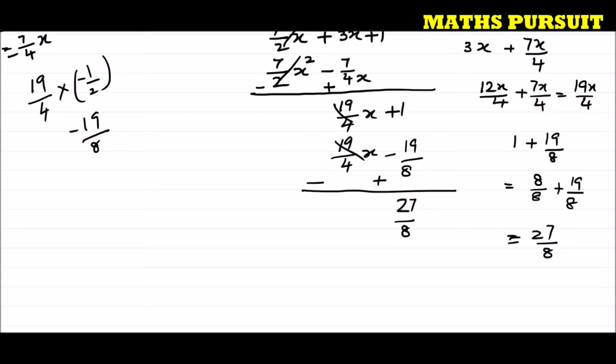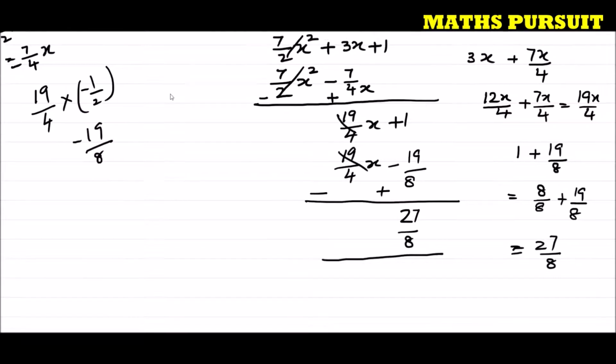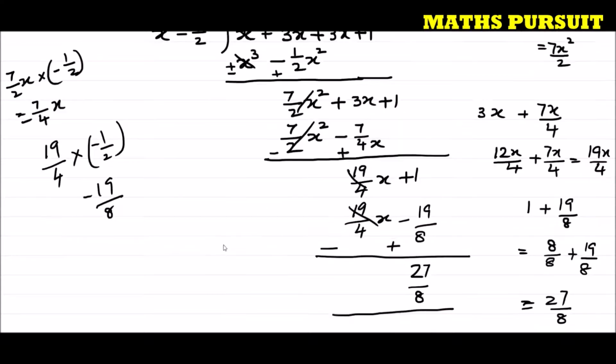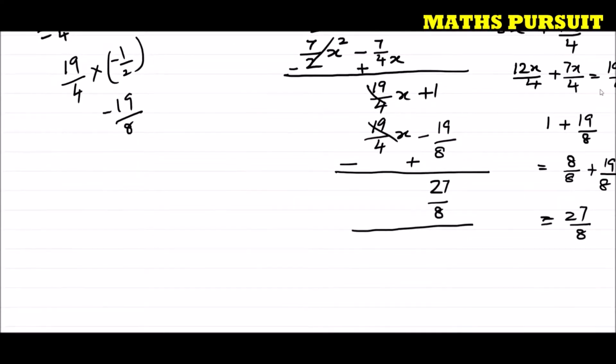Here our calculation will stop, because as per the rule, when we get the remainder as 0 or less than the degree of the divisor, then we stop here. So here we got the remainder as 27 upon 8. Now we can write our concluding answer. So guys, we got this as the remainder.